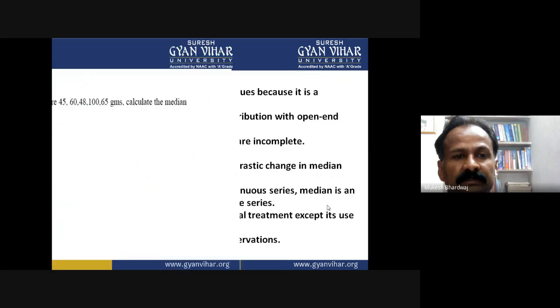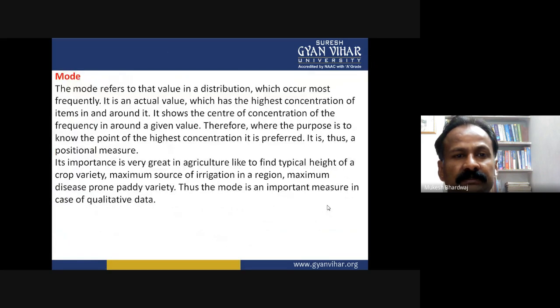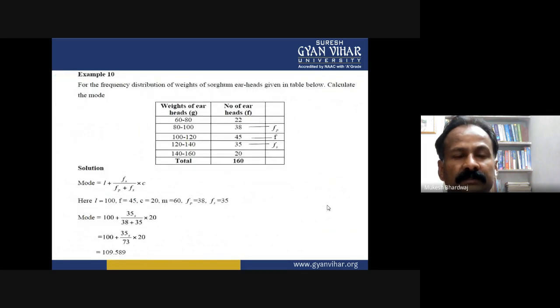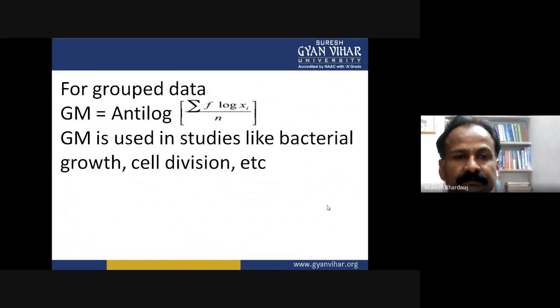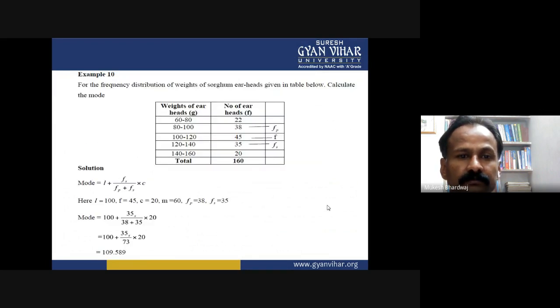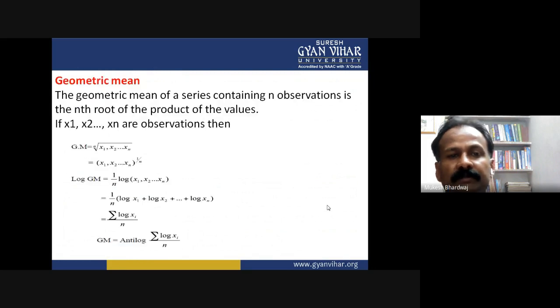We have completed the mean, median and mode. Now come to the merits and demerits. Okay. Now come to the geometric mean.